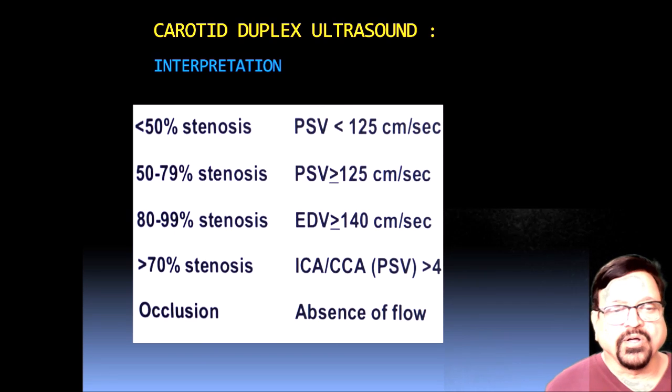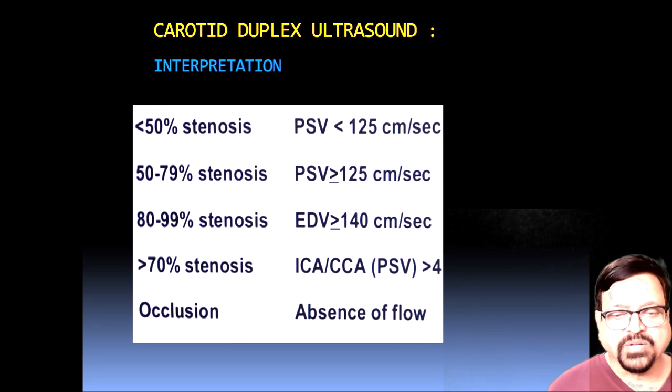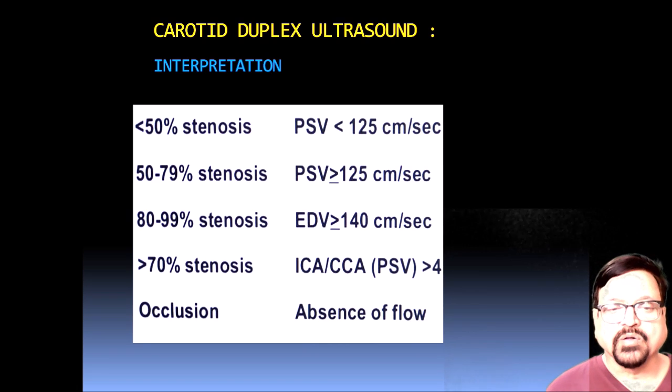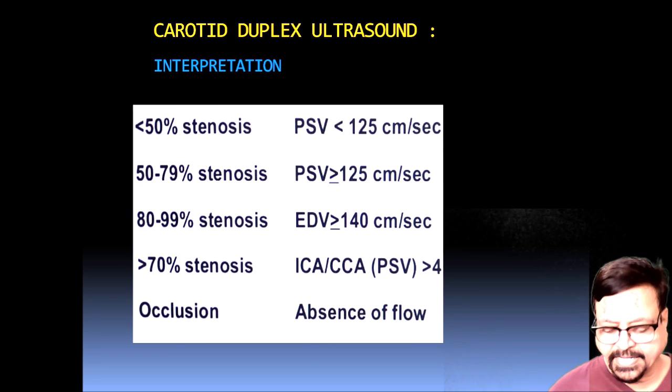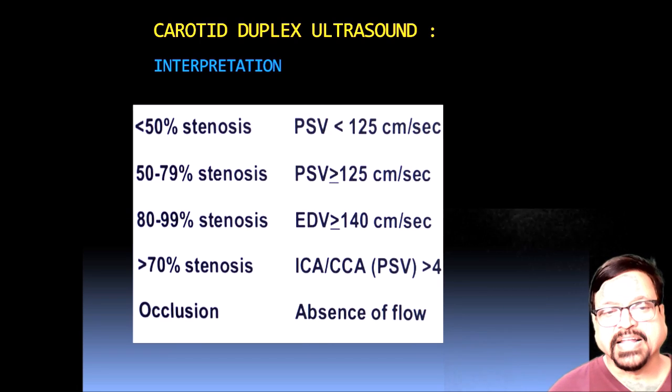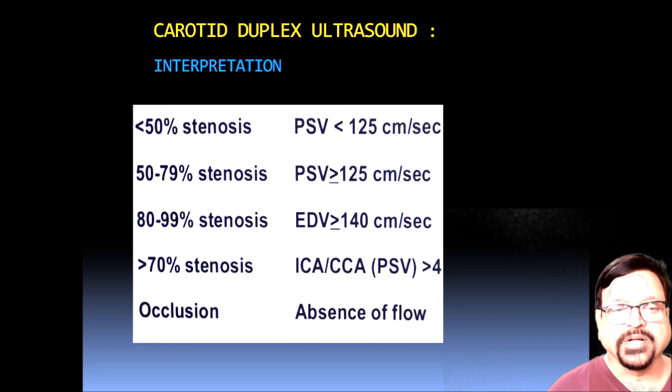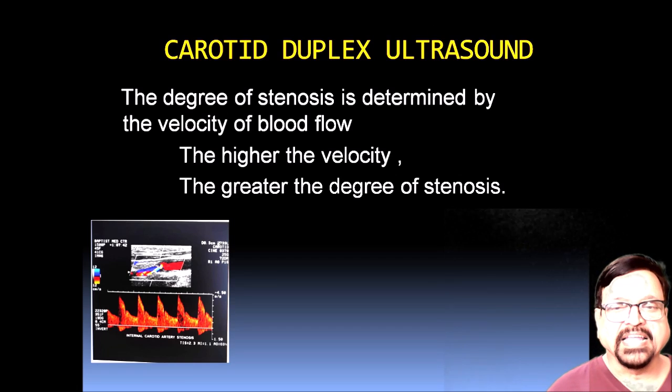Percentage wise, if there is less than 50% stenosis, the PSV you will get is 125. If it is 50 to 80%, you will get a PSV of 125 and above. If it is 80 to 99% stenosis, you will get 140 and above. And if it is more than 70, the internal carotid ratio will be more than 4. And if there is occlusion, there will be complete block of flow. This is just a recollection of what we have seen, summarizing the interpretation points, and this needs to be reported in the films.